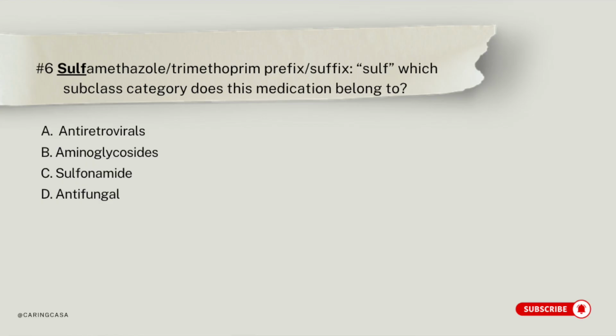Moving on to the next medication, sulfamethoxazole or trimethoprim, also known as Bactrim. The prefix or suffix is sulf. Which subclass category does this medication belong to? Is it A, antiretrovirals, B, aminoglycosides, C, sulfonamide, or D, antifungal? The answer is C, sulfonamide.